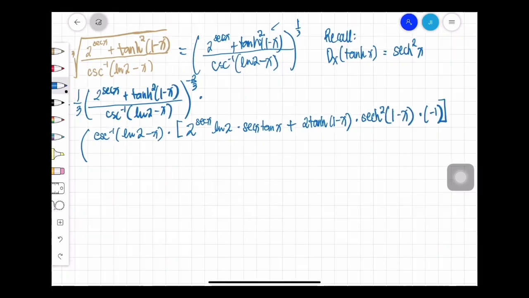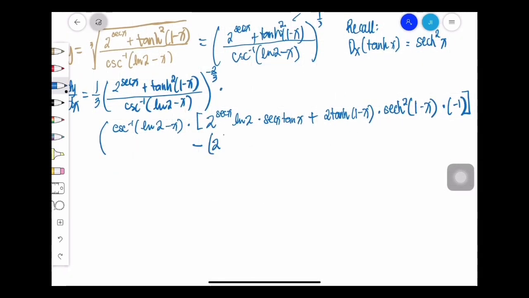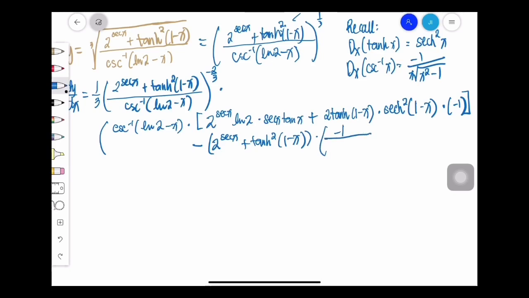Then let's have minus high d low. Now we copy high, copy the numerator, plus tanh squared of 1 minus x. Copy that. High times the derivative of the denominator is, recall, what's the derivative of inverse cosecant? We have negative 1 over x square root of x squared minus 1. So this is multiplied by negative 1 over, we copy what's inside the inverse cosecant, and that is ln 2 minus x. Then let's take the square root of the square of what's inside, that's ln 2 minus x squared, then minus 1.